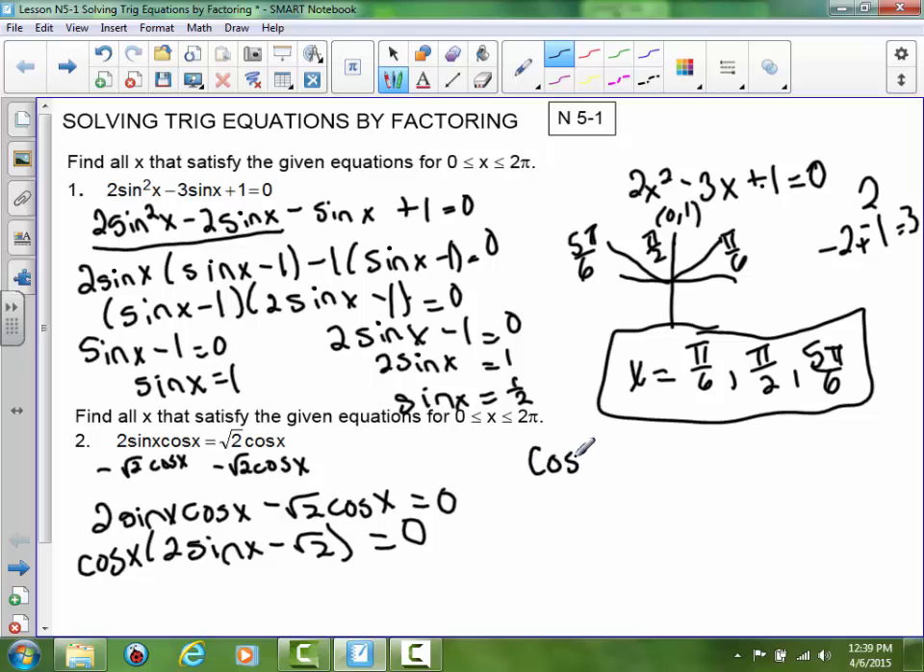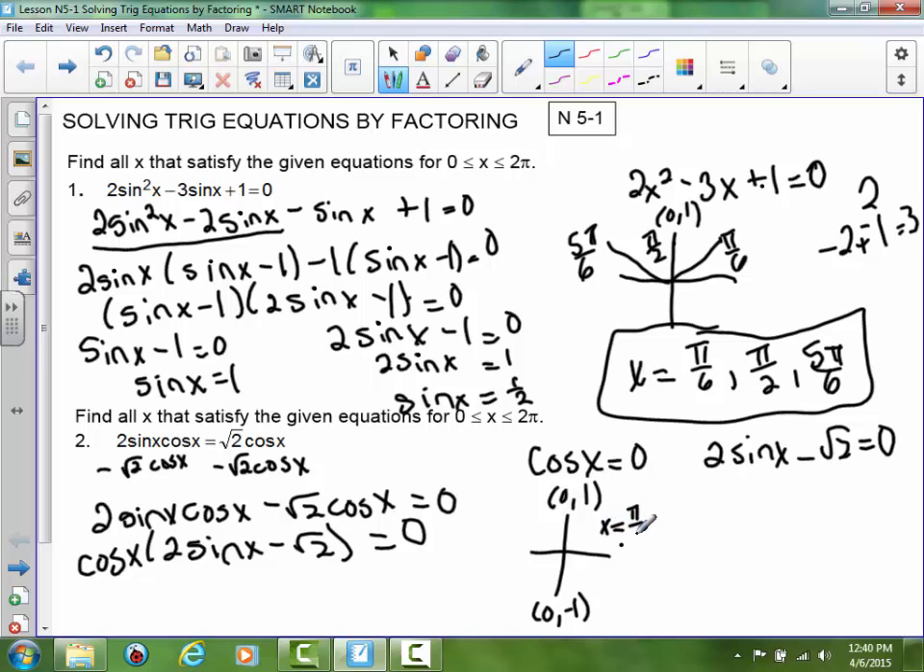We have cosine x equals 0 and 2 sine x minus the square root of 2 equals 0. So where does cosine x equal 0? Going back to our unit circle, cosine x equals 0 where x is 0, which happens at pi over 2 and 3 pi over 2. So we would say here x is pi over 2 and 3 pi over 2.